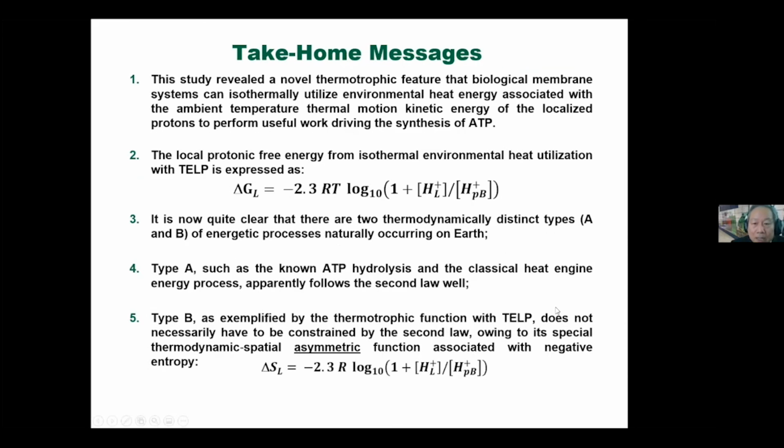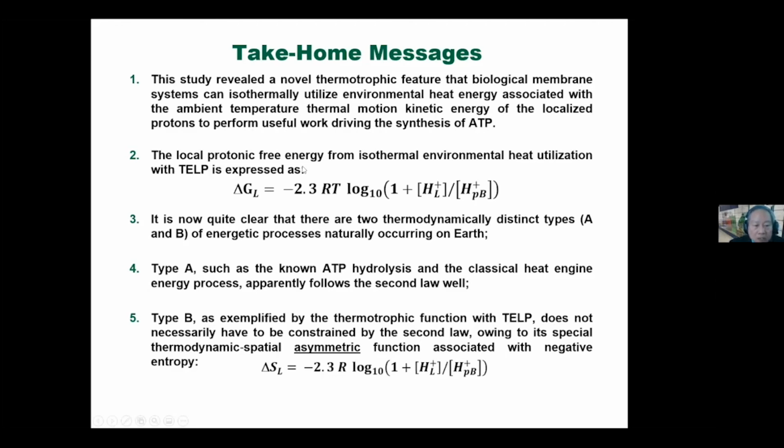And here are my take-home messages, okay? I'm going to probably stop here because of time, okay? I can run you through this. So basically the key message is that this study revealed a thermotrophic feature: biological membrane systems can isothermally utilize environmental heat energy associated with ambient temperature, the thermal motion kinetic energy of localized protons, to perform useful work, driving ATP making.